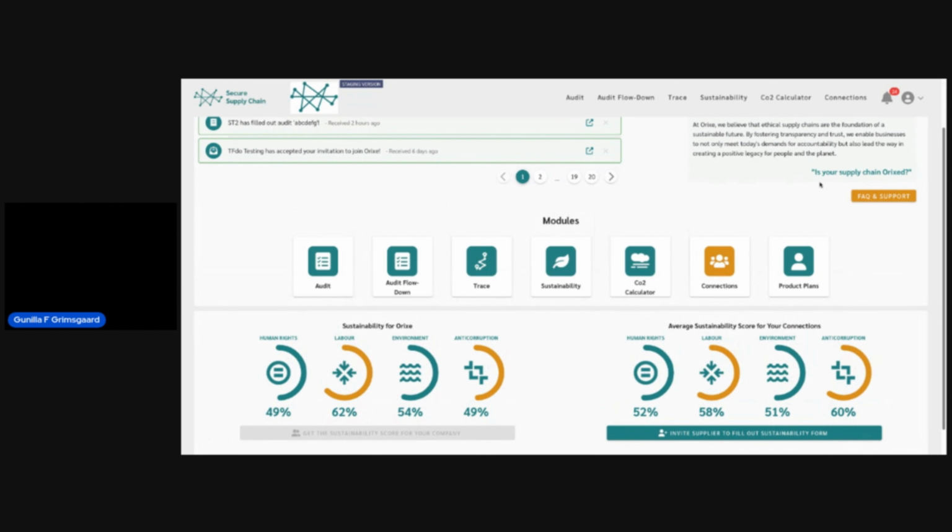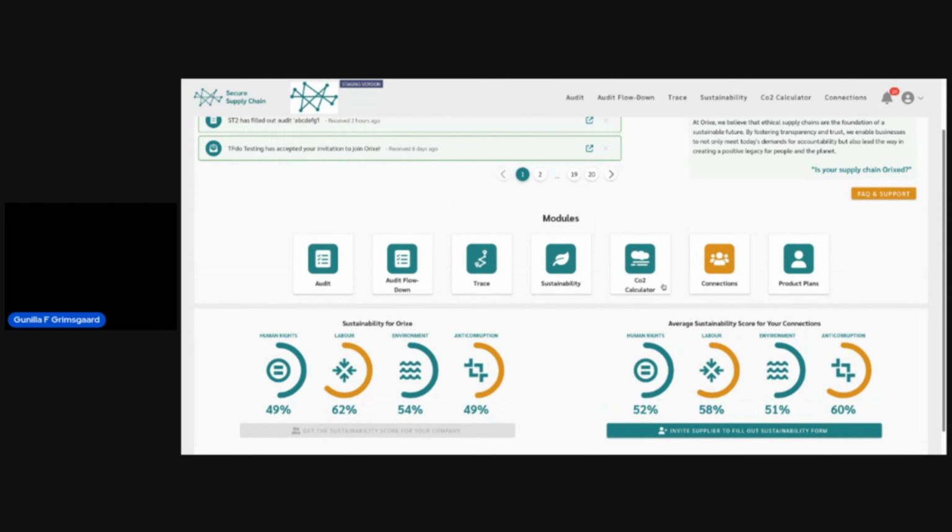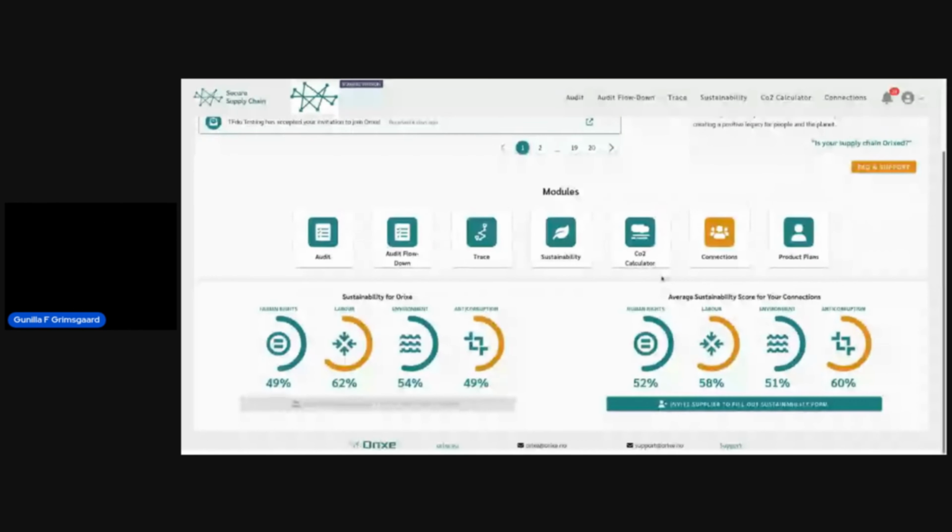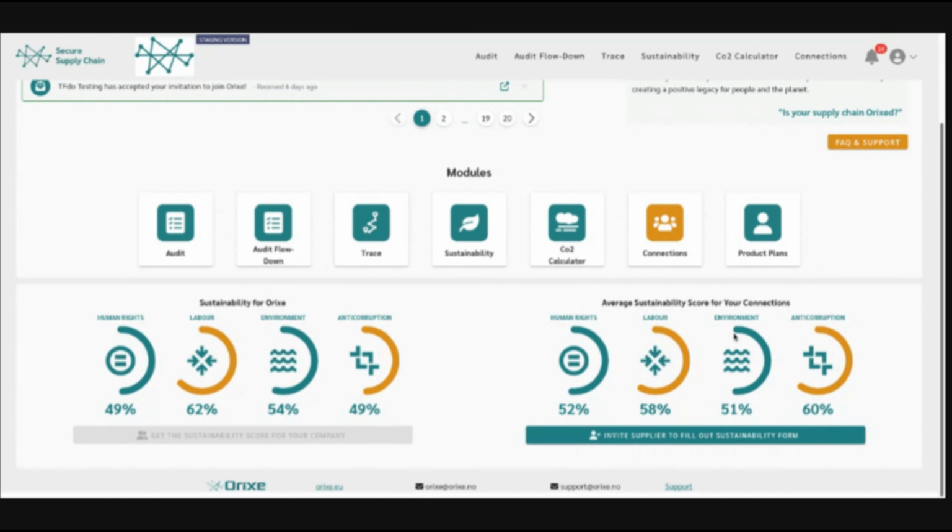So here you can read our slogan, is your supply chain Orixe? And that is about, is it secure and is it ethical? Because we're all about ethical sourcing. On the left side, you can see the sustainability score for your company. On the right side, you can see the sustainability score for your connections. This is an average score. Here you can also invite suppliers to do the test.